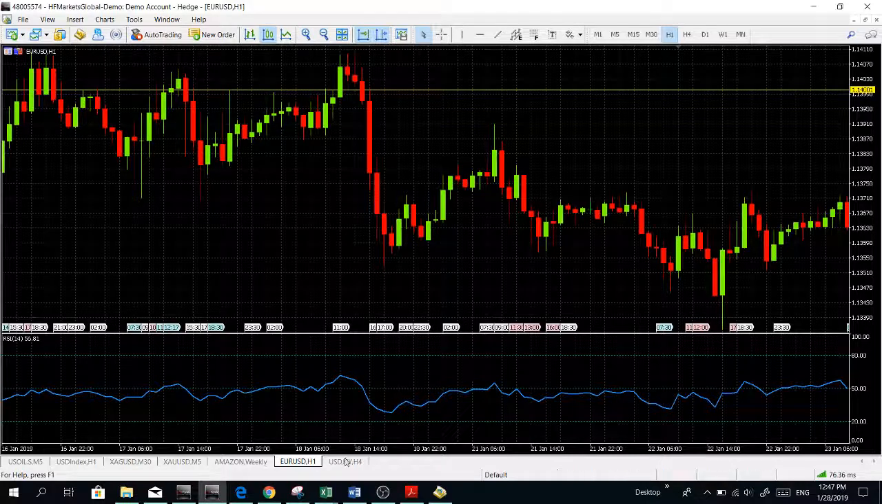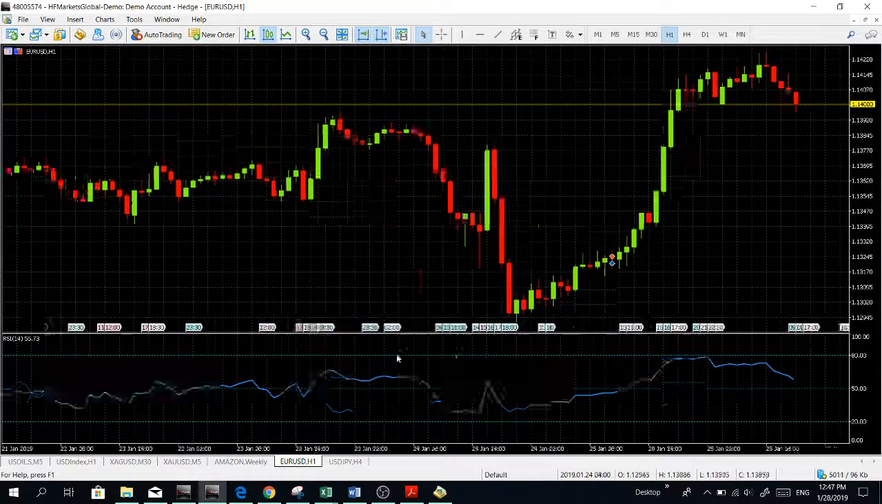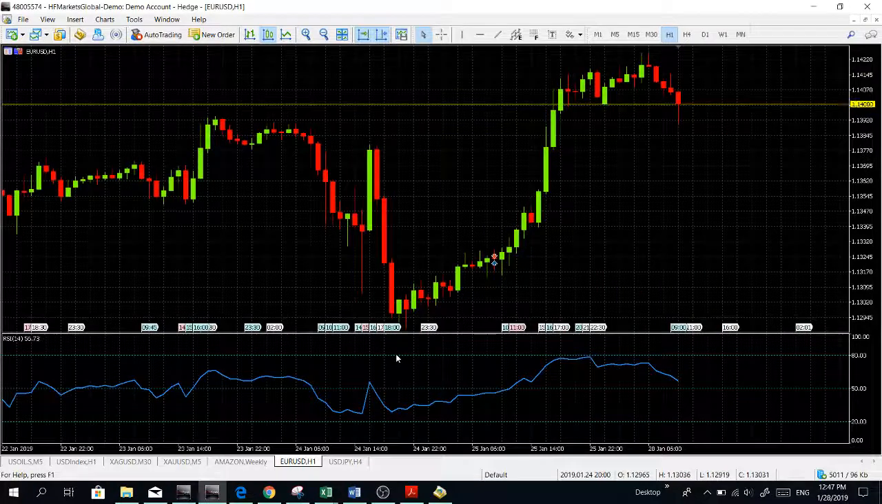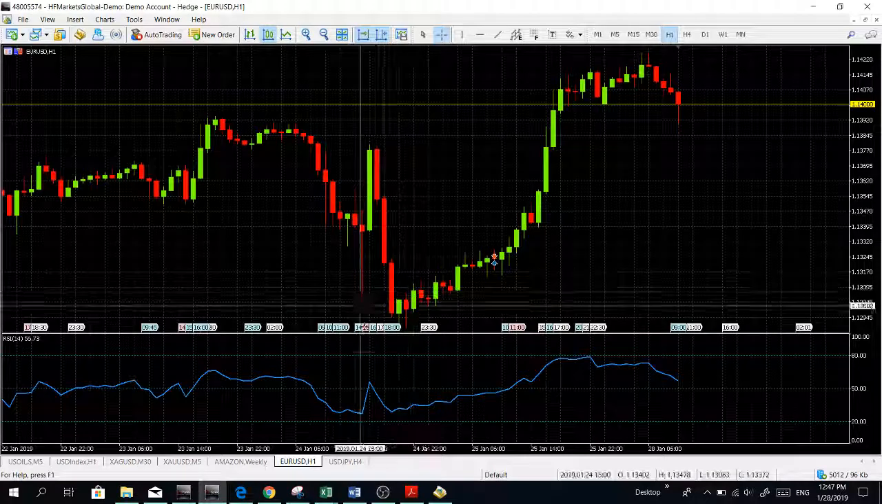So the same chart is in Euro USD, with the same setting: RSI 14 with 80 and 20 lines. As you see here, for example, here we're supposed to buy, right? We can see what the RSI says.